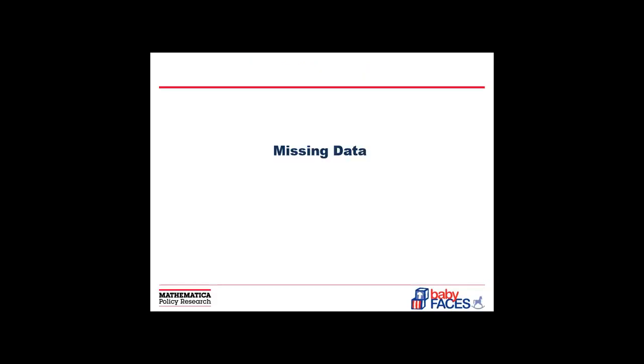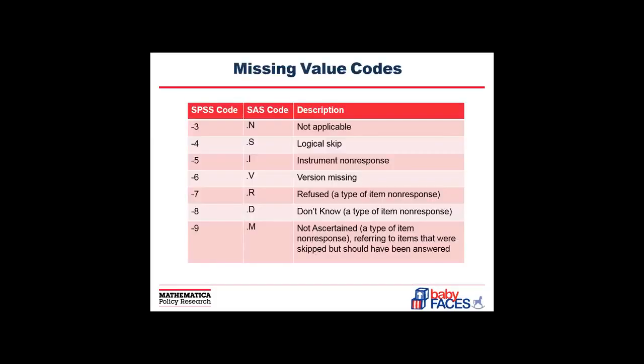Next, we will talk about types of missing data. Babyfaces uses a set of standard codes across all instruments to identify missing data. These codes identify the different types of missing data, those resulting from legitimate skips, item non-response, and instrument non-response. Item non-response occurs when there are missing data on individual items within a given instrument. We have not imputed for item-level missing data in the data we have provided.